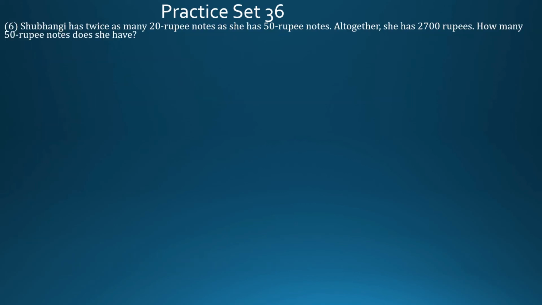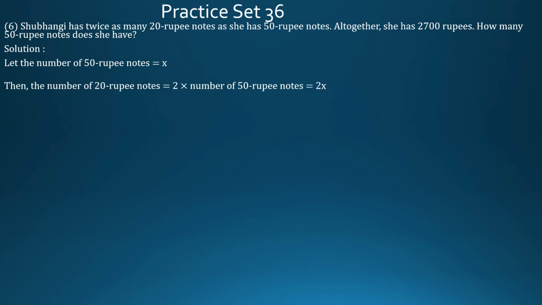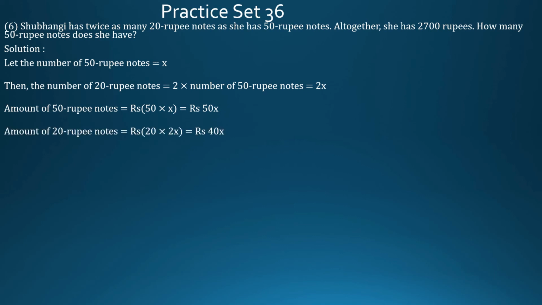Sixth sum. Shubhangi has twice as many 20 rupee notes as she has 50 rupee notes. Altogether she has 2700 rupees. How many 50 rupee notes does she have? Solution. Let the number of 50 rupee notes be x. Then the number of 20 rupee notes is equal to 2 into the number of 50 rupee notes, which is equal to 2x. Amount of 50 rupee notes is equal to rupees 50 into x, which is rupees 50x. Amount of 20 rupee notes is equal to rupees 20 into 2x, which is rupees 40x.